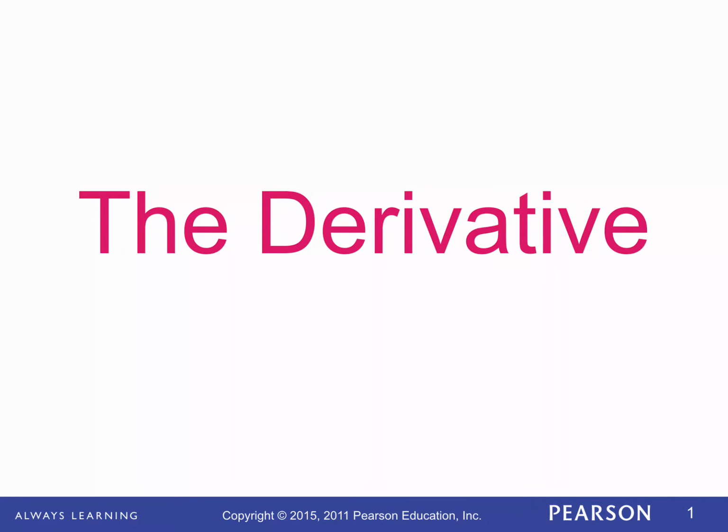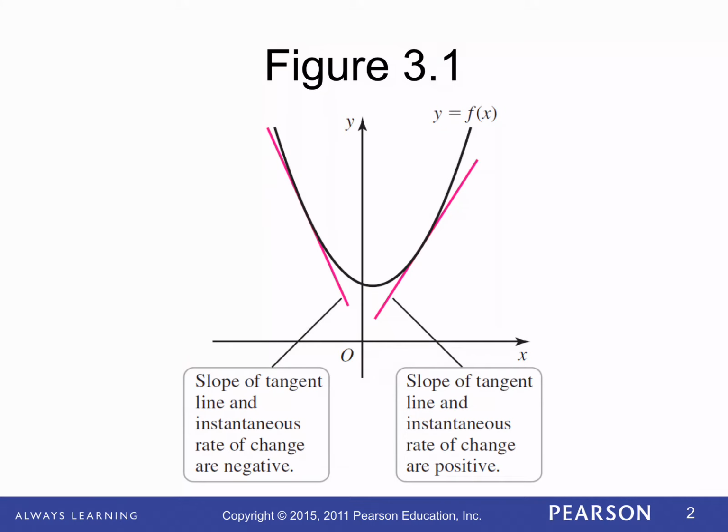In this video, we're going to look at the concept of the derivative. This is one of the key points of the class, and we saw the idea of it appearing in an earlier section on the instantaneous rate of change. Here we have the graph of y equals f of x.